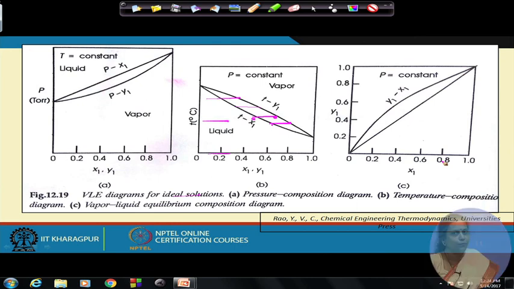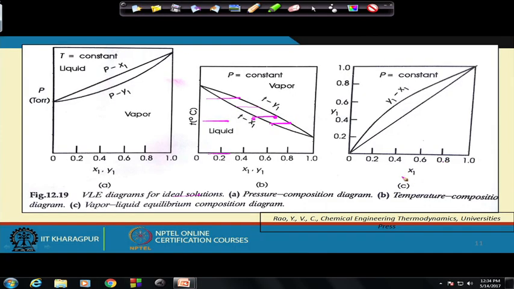Now here I would like to mention one thing. Again I would like to remind you, what is x1? x1 refers to the more volatile component. This is something very important that you need to remember throughout. You can perform the entire phase diagrams with the less volatile component. The only difference is that the curves will just be reversed. That is the only difference.